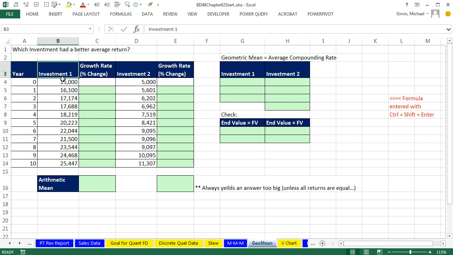Now, here's the situation. We have an investment, and we put an initial amount in, $15,000 for investment one and $5,000 for investment two. And we waited 10 years, and then boom, we got $25,447 for investment one, about $11,300 for investment two. And we need to know which one had the better return.